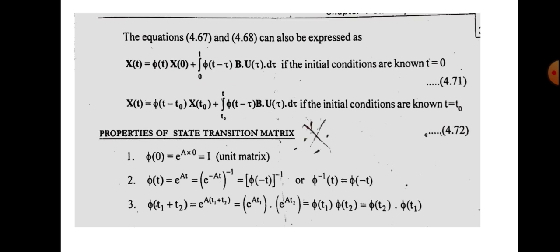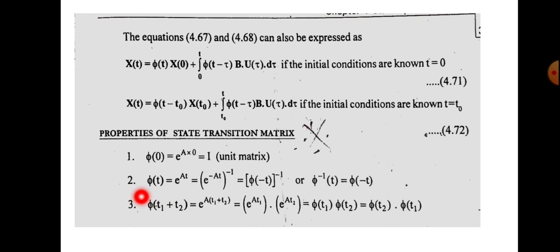Okay. Next, let us see what the properties of the state transition matrix are. It has been asked in one university question. The first property is that phi of 0, that means t equal to 0: e raised to at is phi of t, so instead of t we can substitute 0, and that will be equal to 1. That means it is a unity matrix. That is the first property. The second property is that phi of t equal to e raised to at, but when we are inverting, you will get e raised to minus at, which is equal to phi of minus t. That means phi inverse of t will be equal to phi of minus t. That is the second property.